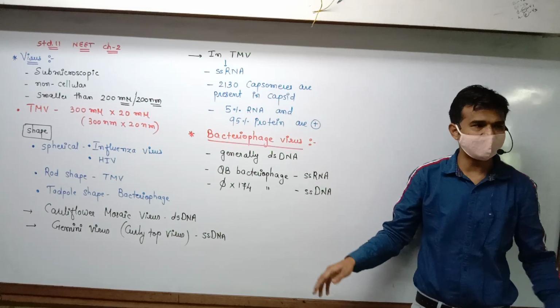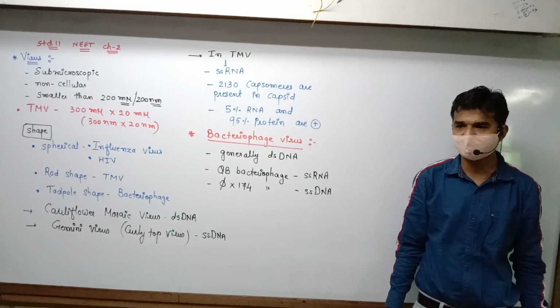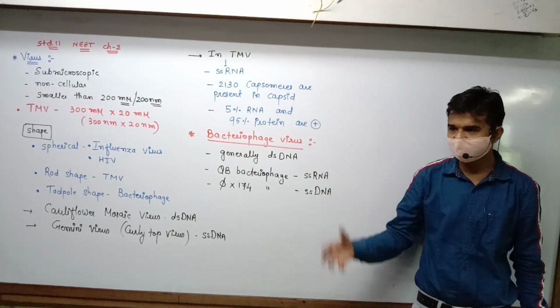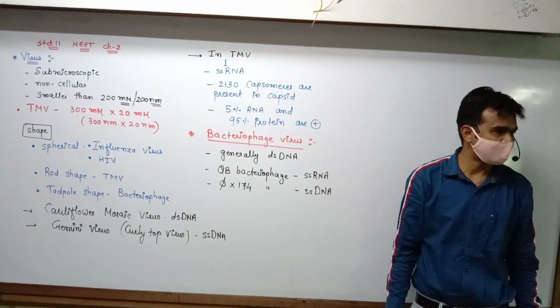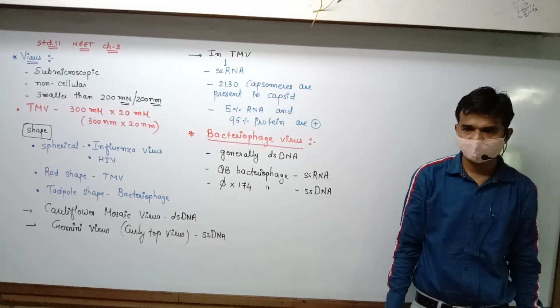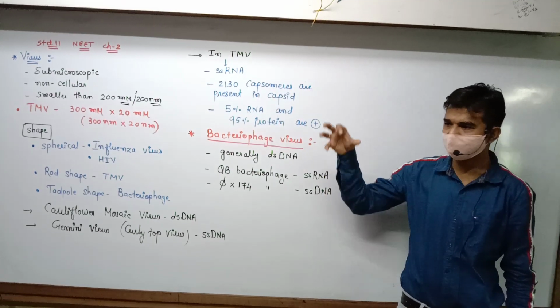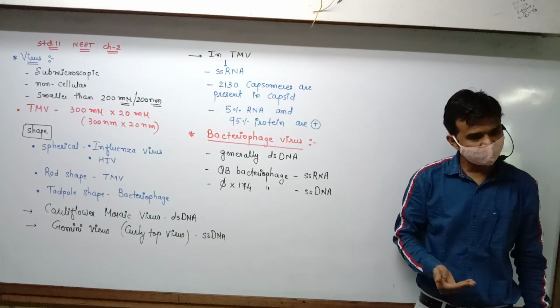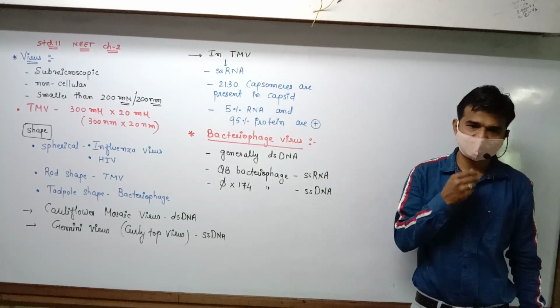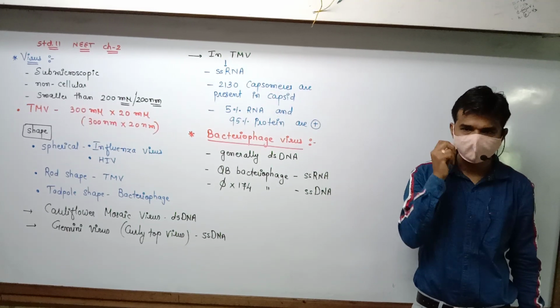Majority of the whole biotechnology as well as genetic engineering works mostly based on the E. coli bacteria. So E. coli bacteria are mostly affected by this bacteriophage, and we have to conclude what happened inside it.